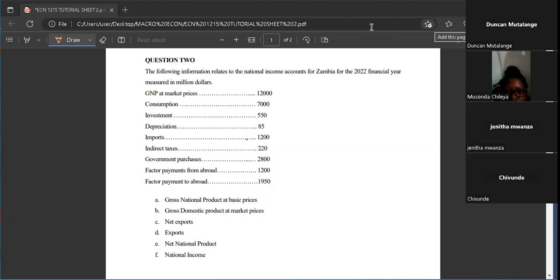Okay. So here's what we have. If you're calculating GDP, let me just make emphasis for this, then you guys can calculate along.